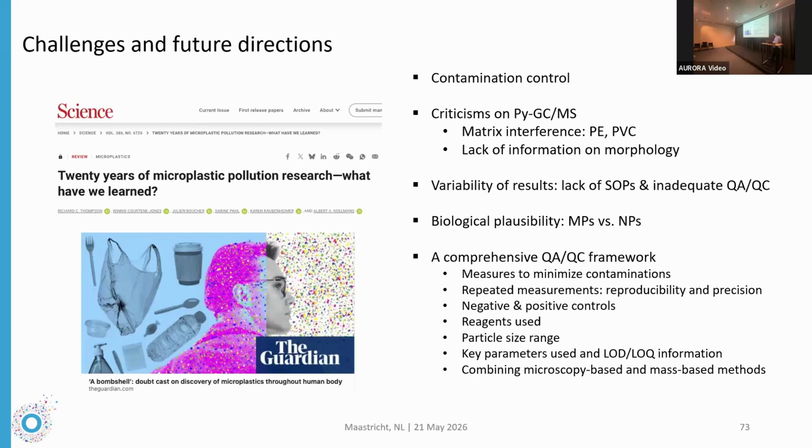And because pyrolysis GC-MS also does not provide information on morphology, that's also a lack of confirmation of some particle properties. And there's also quite some variability in the results from, for example, micro-nanoplastics in blood and urine. The results can differ a lot across different studies, partially because of the lack of standard operating procedures and also inadequate QC recommended practice. And there's also some concern about biological plausibility because most of the time, especially using microscopy, the particles observed are actually microplastics.